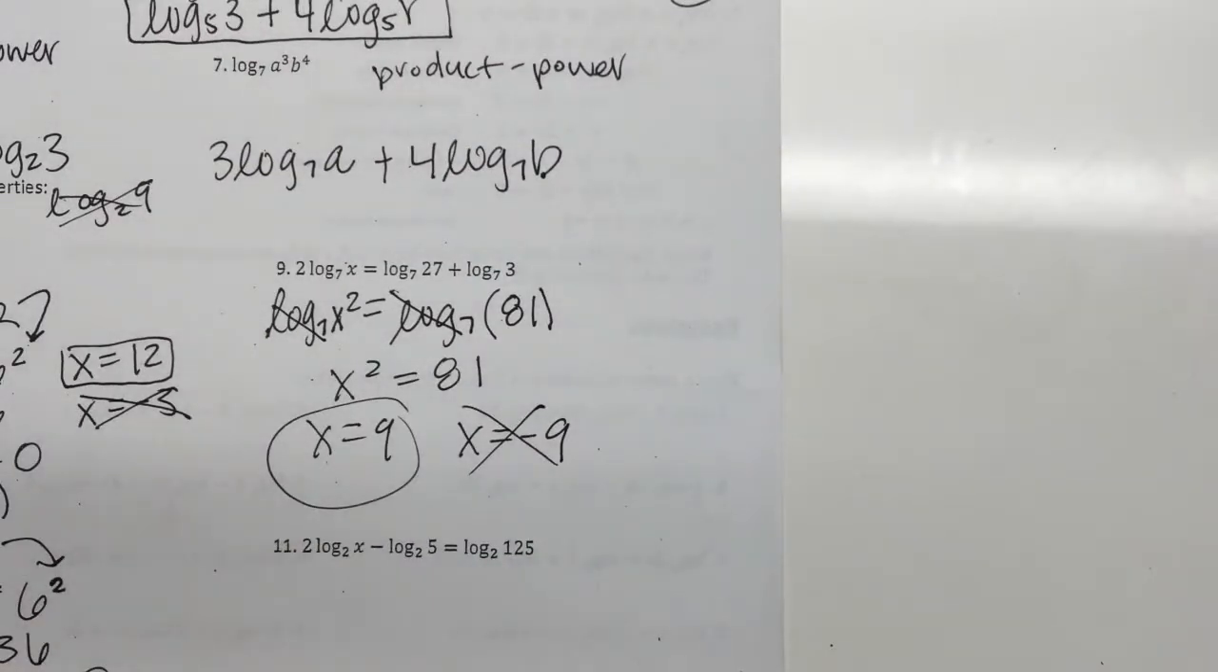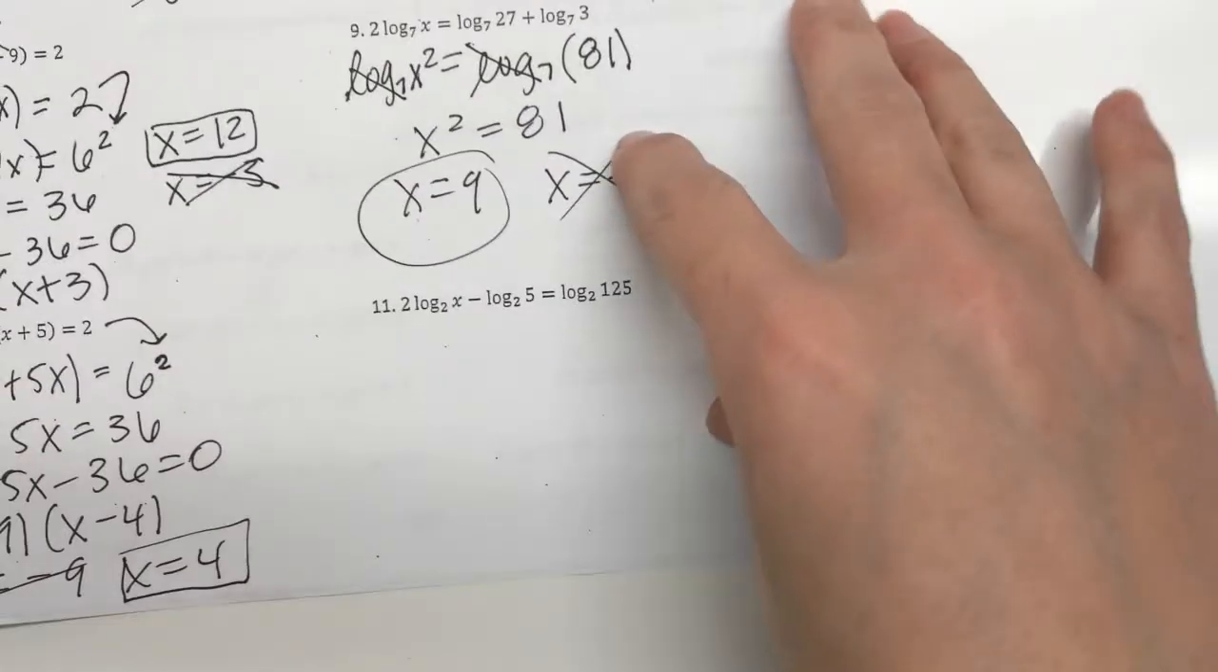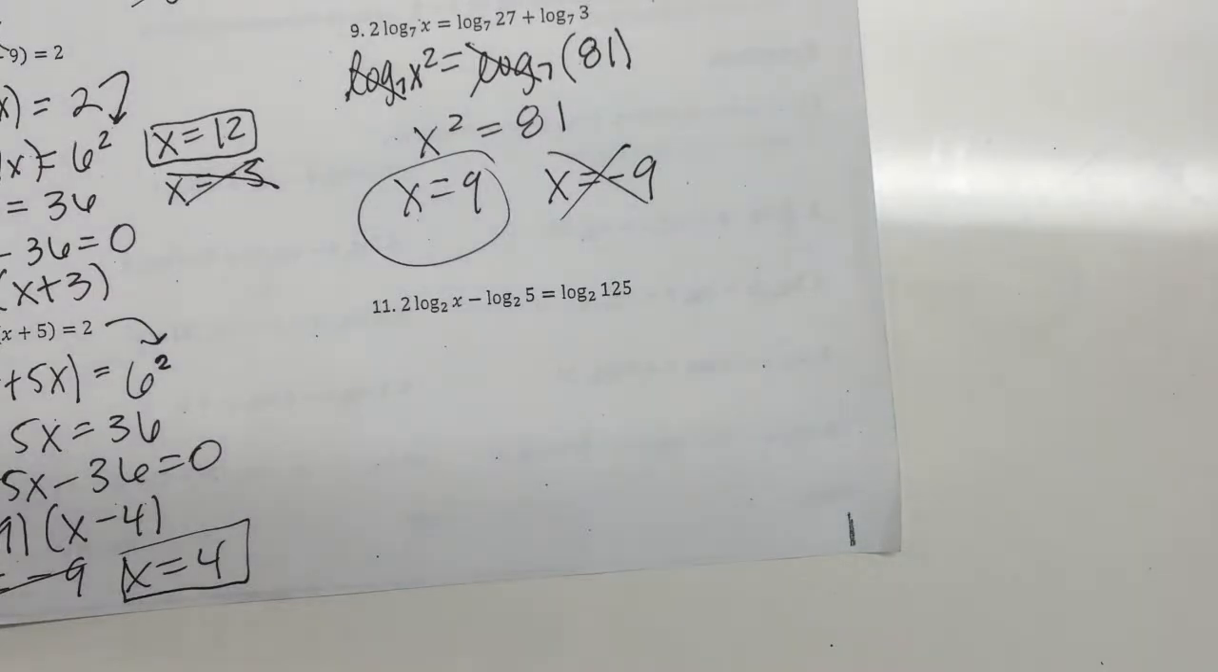We could have known that if you plug -9 into the original, it will give you a log of a negative number. You can't have that. Try 11 on your own. Let me know if you need help. After we finish this one, this is your homework, and it's due Friday, and there's the answers if you want to.